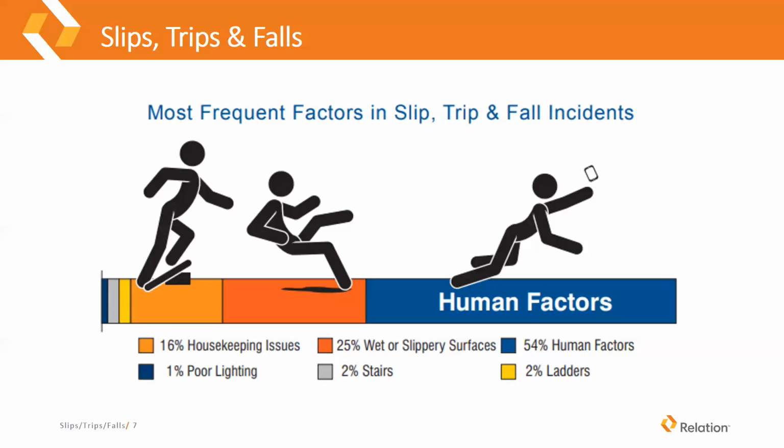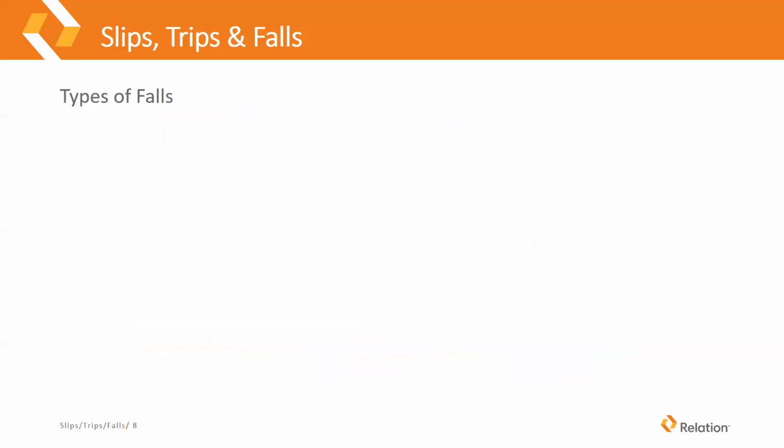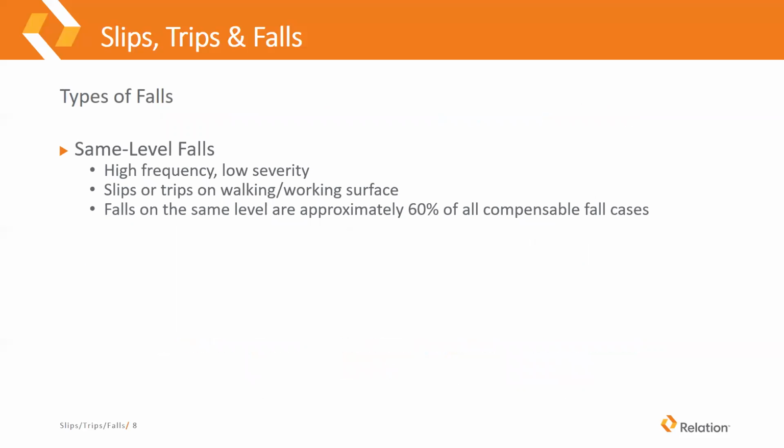So some of the most frequent factors in slip, trip, and fall accidents are found below. 16% are housekeeping issues. 25% of the incidents are wet or slippery surfaces. And then if you see the big number, 54% are human factors. So we're going to talk about all of these things. So first, the types of falls. Same level fall. These are high frequency, low severity.